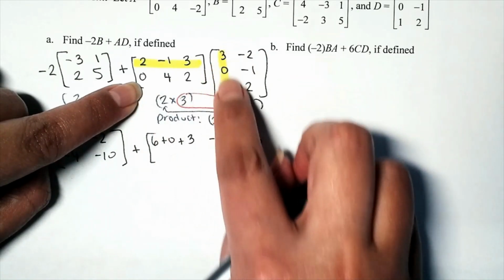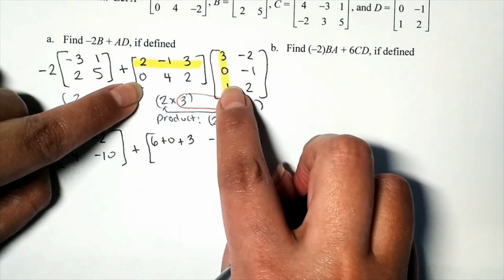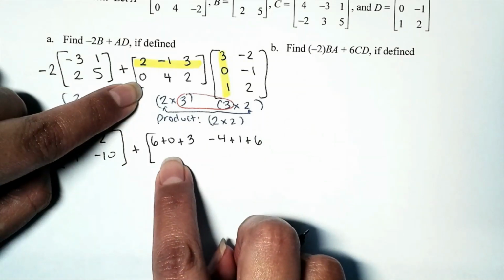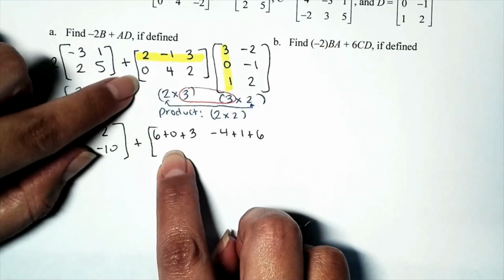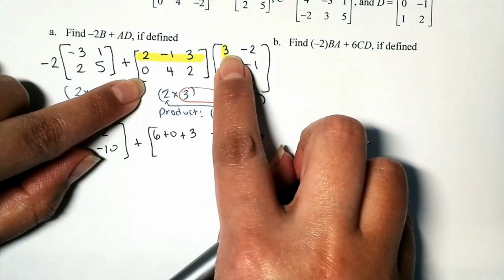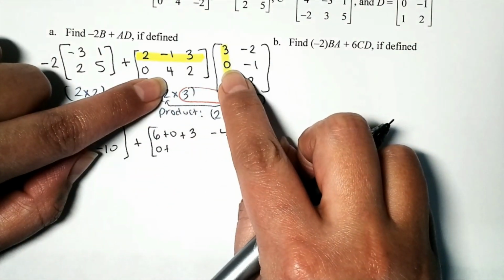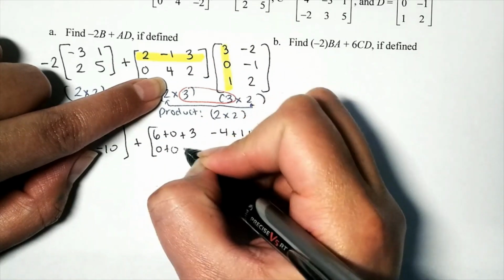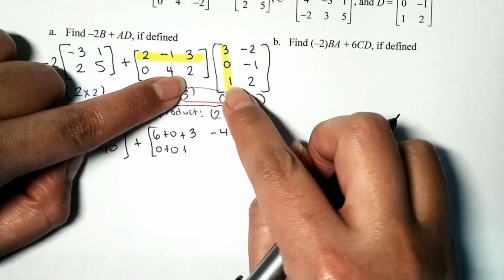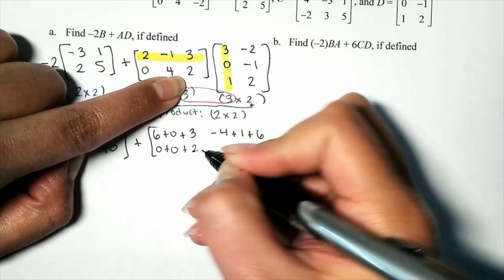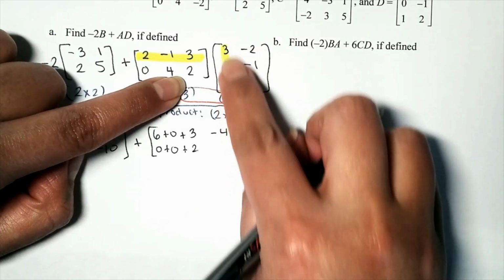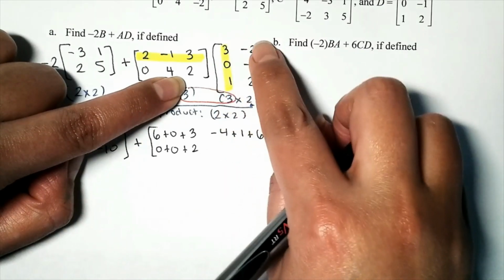Row 2, column 1 will be the 2, 1 entry. First product, 0 times 3 is 0. Plus the next product, 4 times 0 is 0. Oh, lucky us. Plus the next product, 2 times 1 is 2. That's it. We're done with column 1, on to column 2.